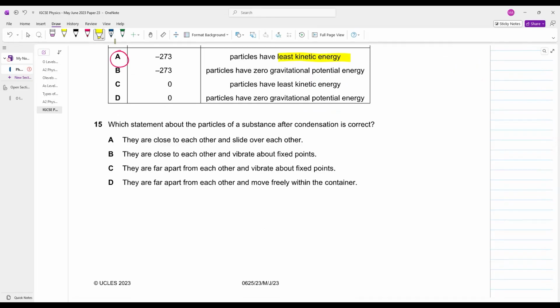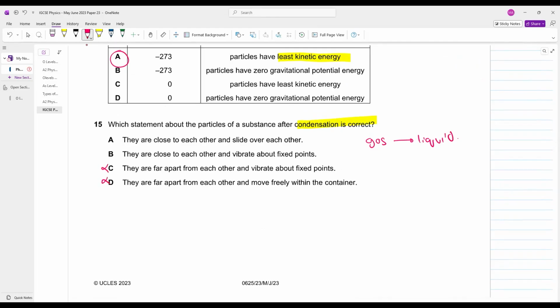Which statement about the particles of a substance after condensation is correct? In condensation, what happens? Your gas turns into a liquid. If your gas turns into a liquid, the particles will come close to each other.